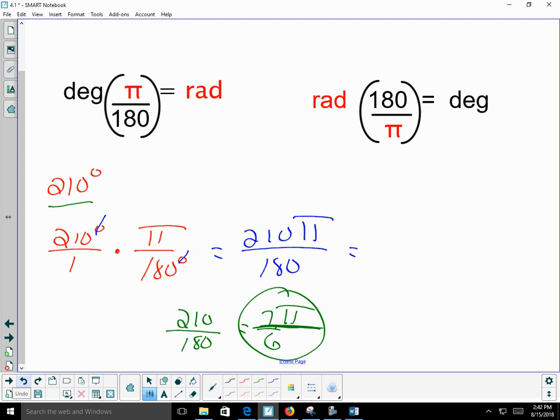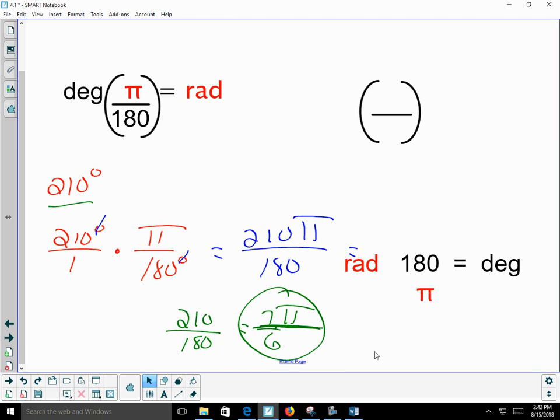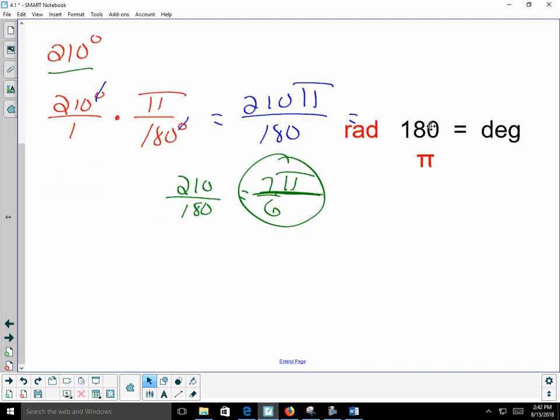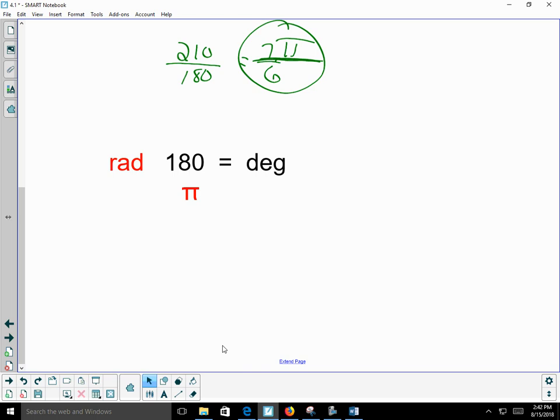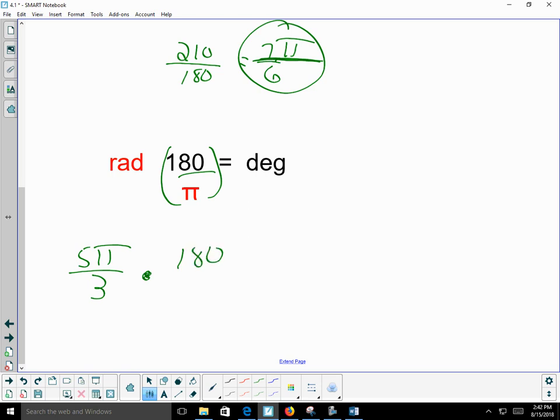Now let's go the opposite way, where I give you radians and I want you to change it to degrees. You're still using the 180 over pi, but now you flip it. And the reason why you flip it is, again, if you talk about your units and simplifying, you're going to want your pi symbols to simplify. So let's say I have 5 pi over 3, and I want to change that to degrees, so I'm going to multiply by 180 over pi.